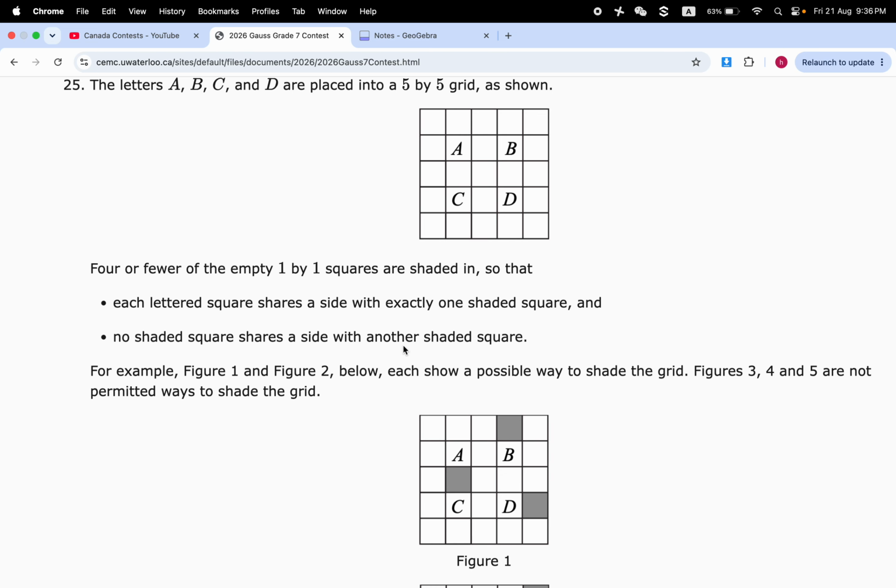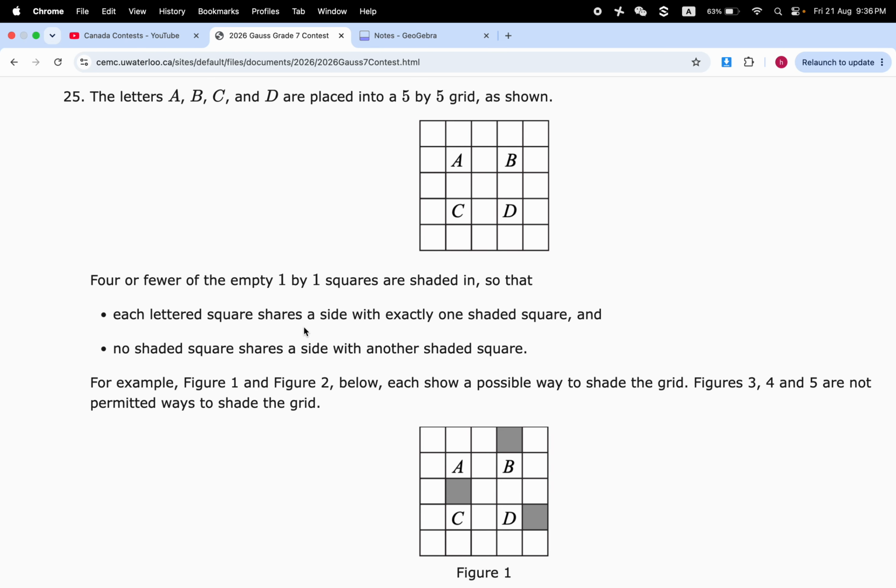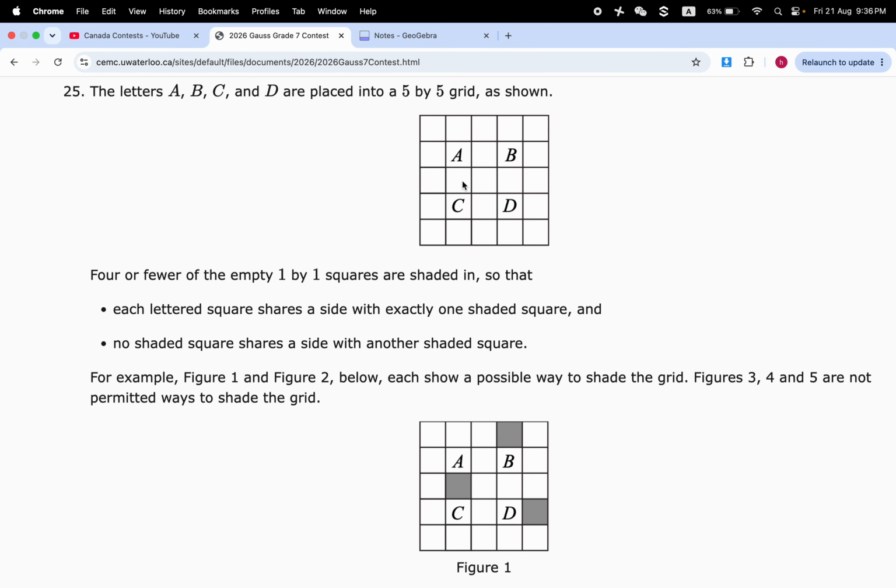Well, we can have a look at the final problem. The letters A, B, C, D are placed into this grid as shown. A few of the empty 1 by 1 squares are shaded in, so that each lettered square shares a side with exactly one shaded square, and no shaded square shares a side with another shaded square. So each letter has exactly one neighbor, and the shaded squares are not neighbors of each other, right?